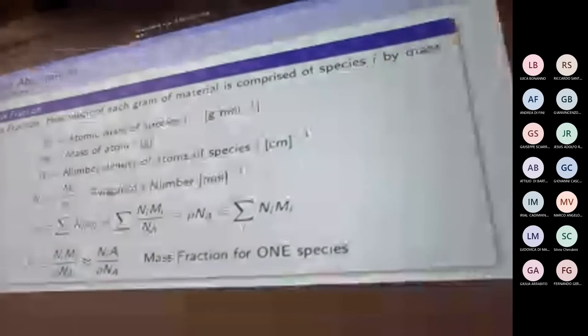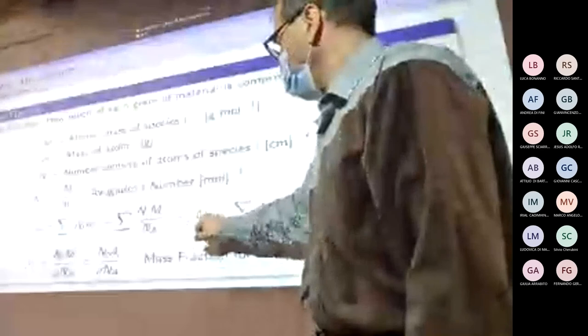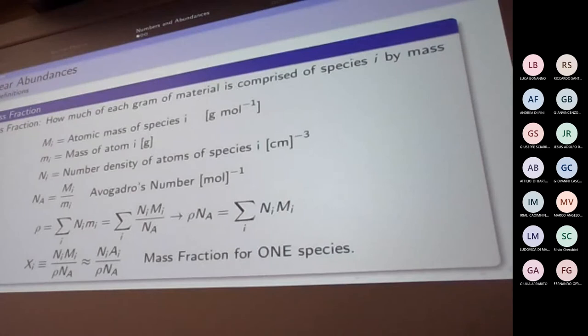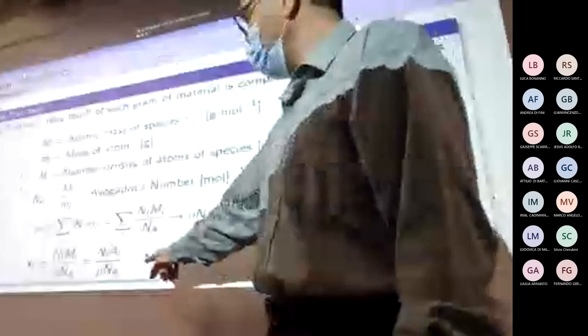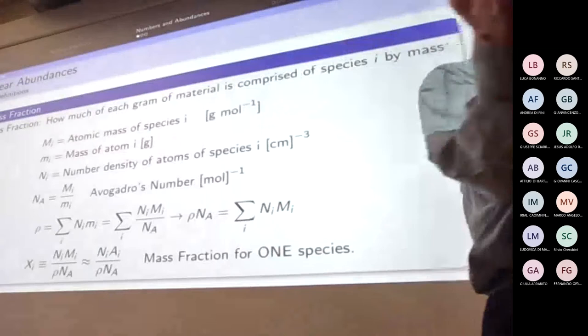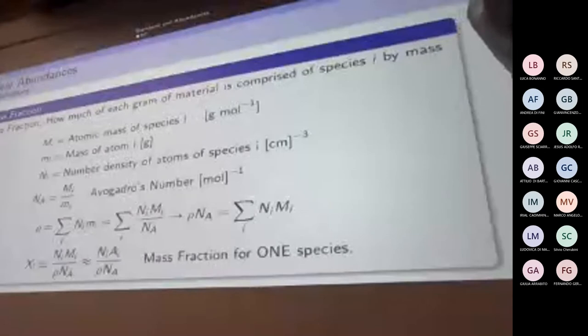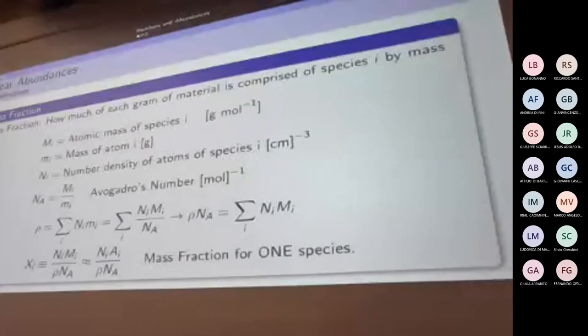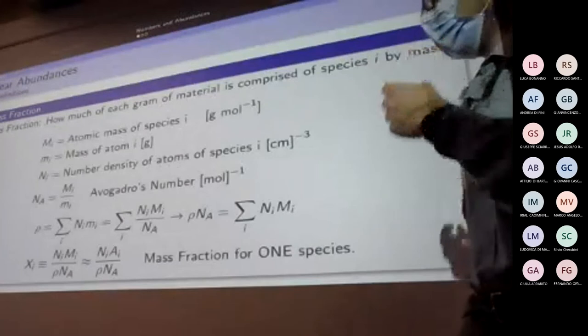I can do some algebra, by the way, and take the density times Avogadro's number, and I'll get the total atomic mass of a region of space. That's important because I can define something called the mass fraction. If I have 1 kilogram of space, I want to know how many grams are oxygen 16. What fraction of that kilogram is oxygen 16? What fraction is carbon 12? I call that the mass fraction.